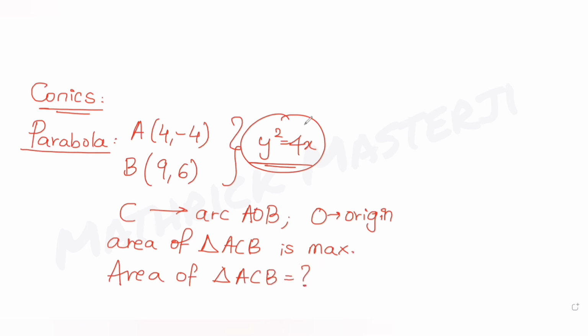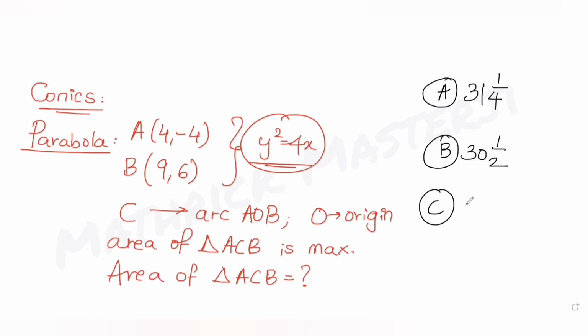So we have been asked about the area of triangle ACB, and the answer choices given to us are: the first option 31 1/4, the next option 30 1/2, the third option 32, and the fourth option 31 3/4. So we need to figure out which one is the correct answer choice for the area of the triangle ACB. So let's figure out how to solve this type of question.